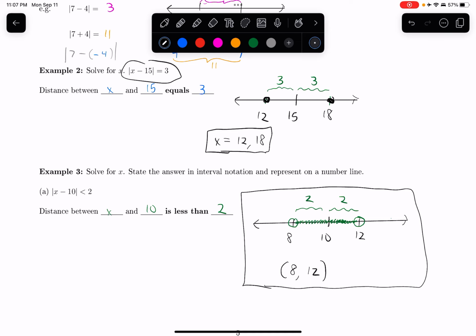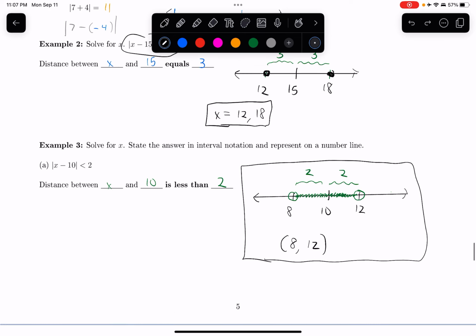Okay, so this might look a little slow, especially if you're used to solving these absolute value inequalities in a different way. But as we get more practice with these, it's going to be very, very quick to do it this way. So it's especially advantageous. Okay, let's do some more examples.